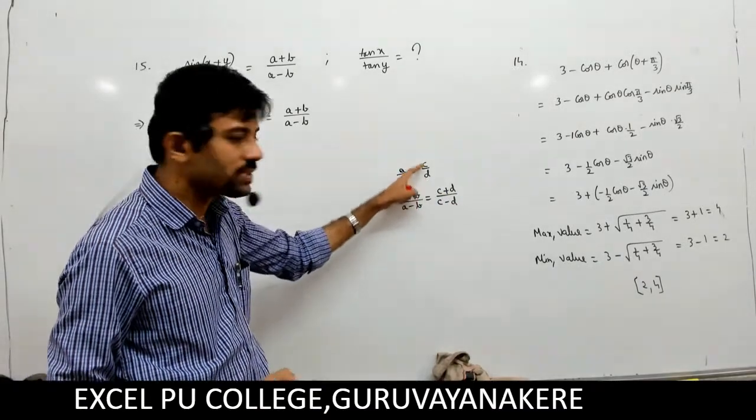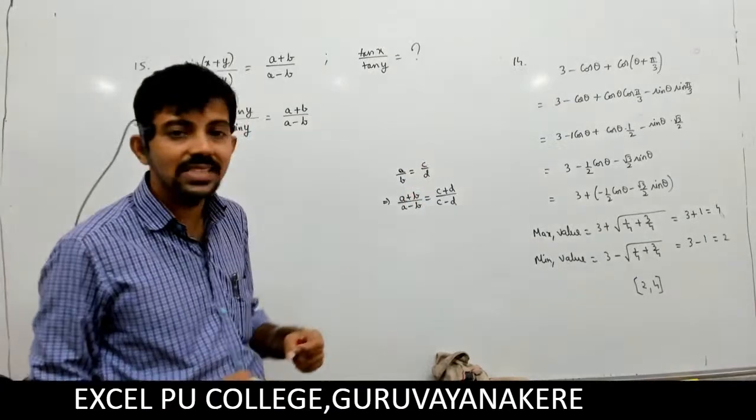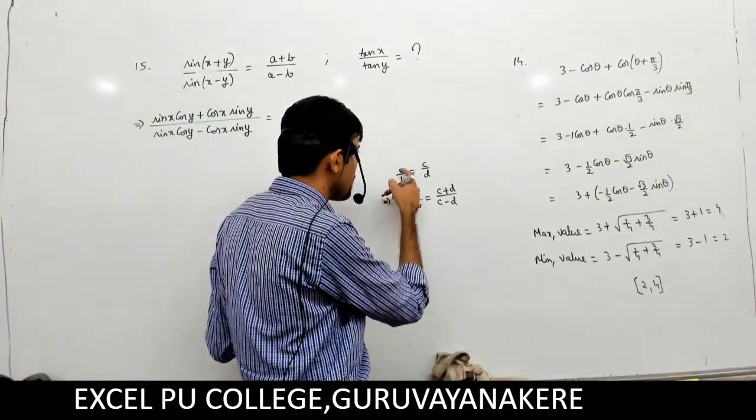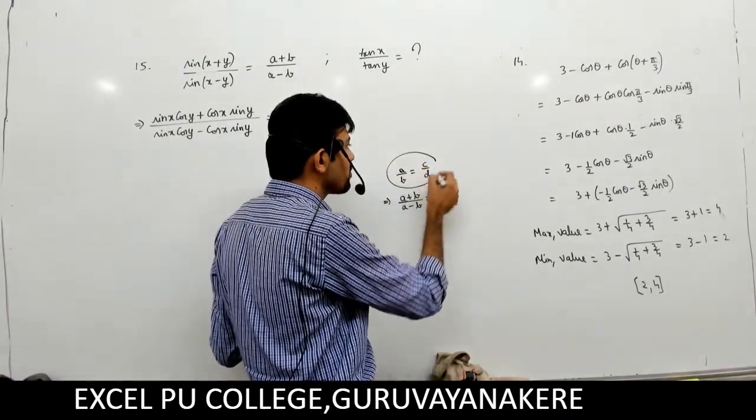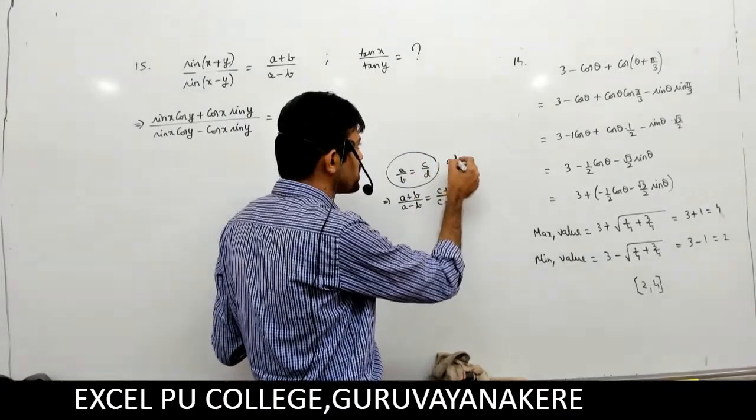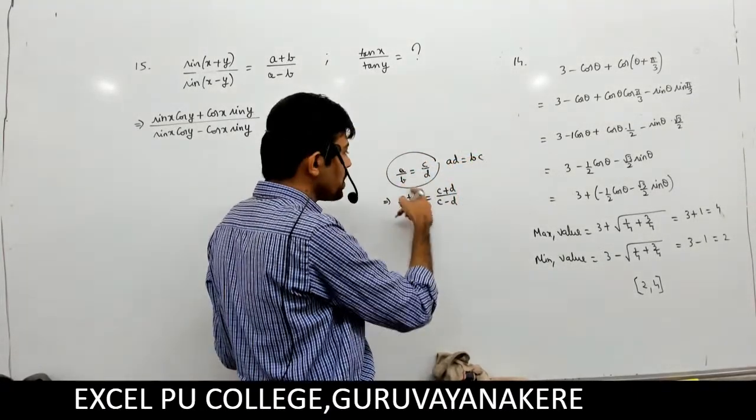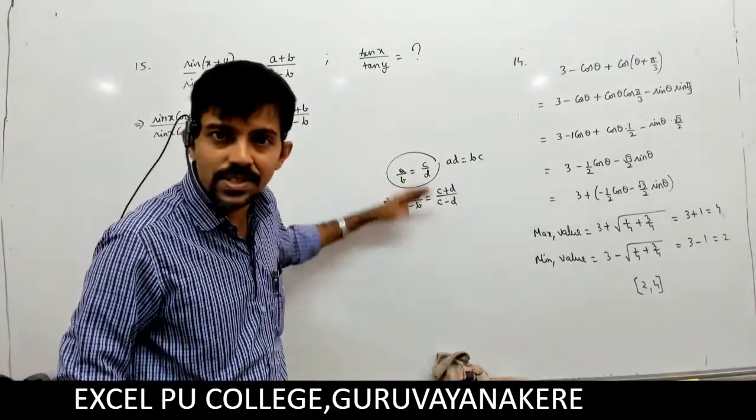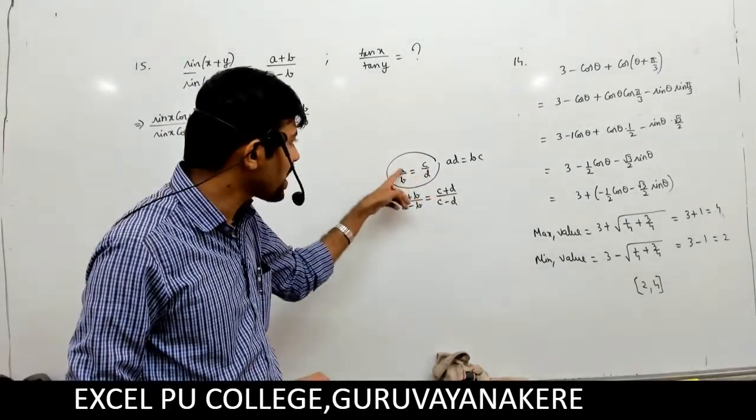a/b = c/d is equivalent to (a+b)/(a-b) = (c+d)/(c-d). Is that clear? Because when we cross multiply this, we get ad = bc, right? And when we cross multiply this also, we get ad = bc only. So these two are equivalent.